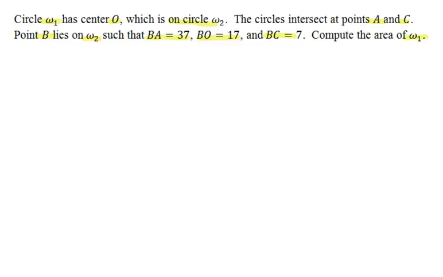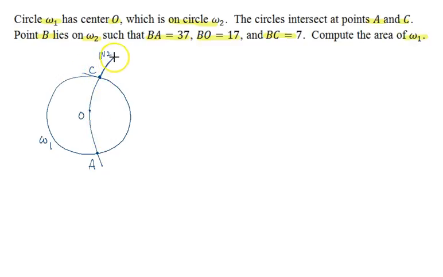So let's start by drawing circle omega 1. That's our circle centered at O. That's our omega 1, and then we know that center O is on circle omega 2. Let that be a section of circle omega 2. So now these two circles intersect at points A and C. However, we do not know the exact location of point B. Is the point B inside circle omega 1 or is it outside? So let's start with the case where B is outside. So let's suppose this is point B here.